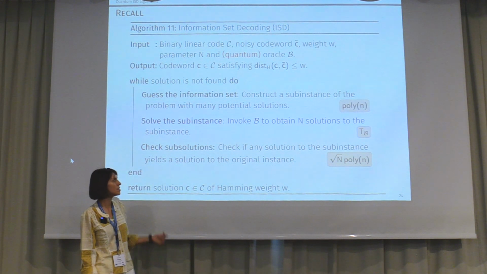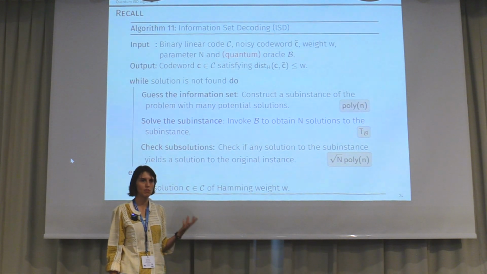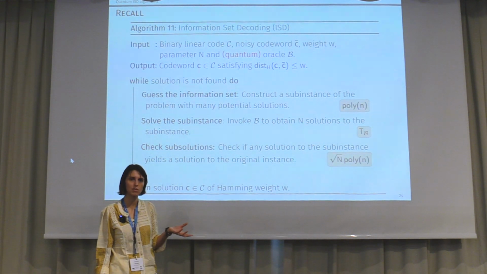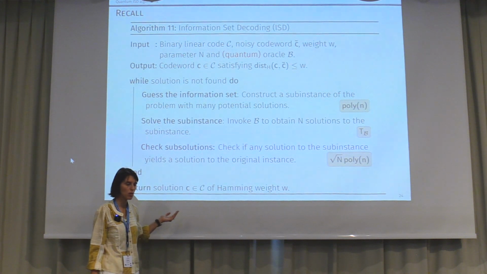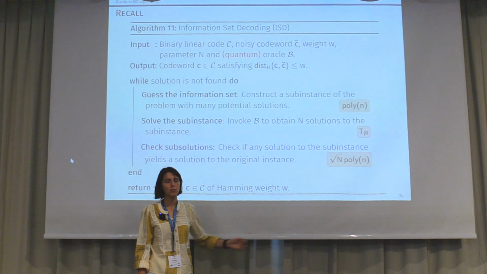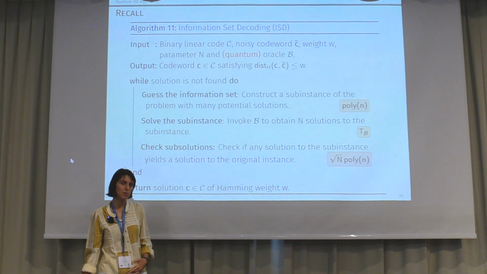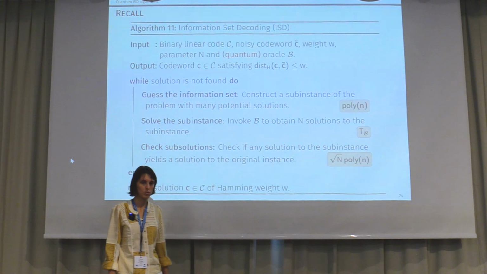The difference in the quantum algorithms is that we are now assuming that we can potentially use some quantum algorithms to solve this subinstance. So we can use the quantum oracle to solve this part of the problem. And then the final part is checking the solutions of the subinstance to see if they give you the solution to the original problem.